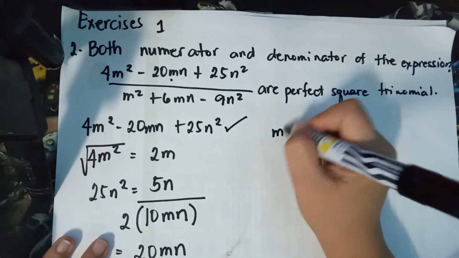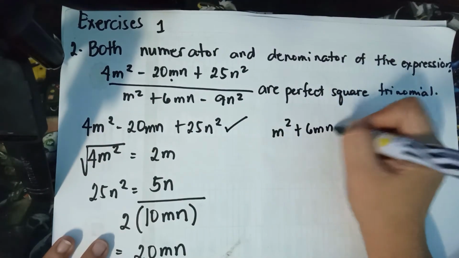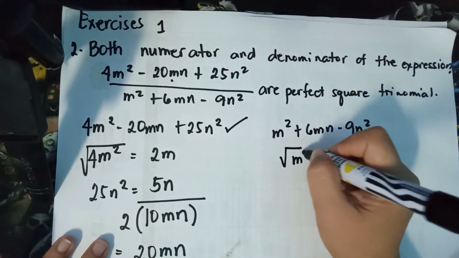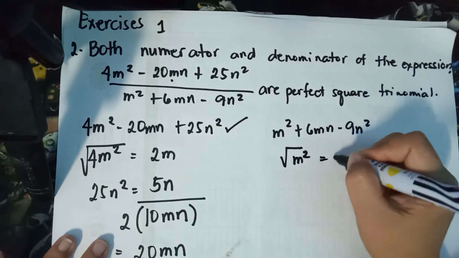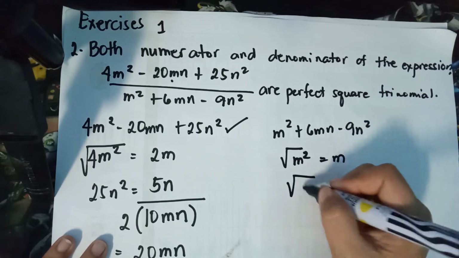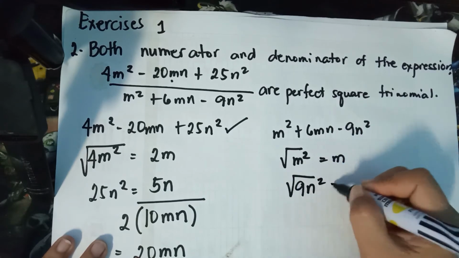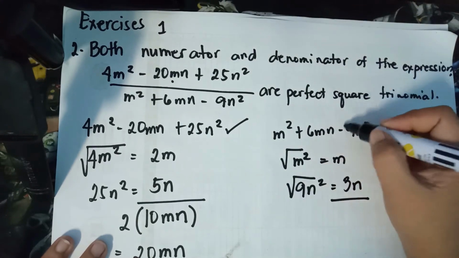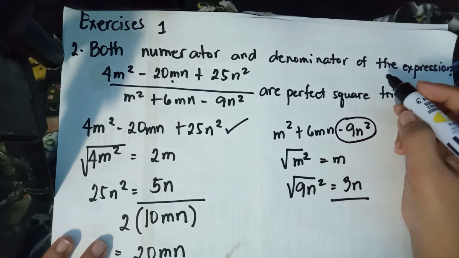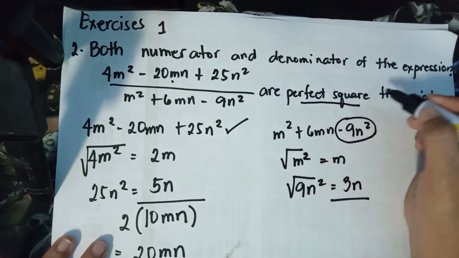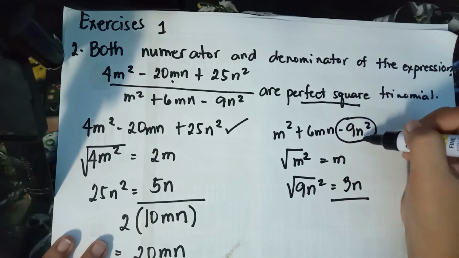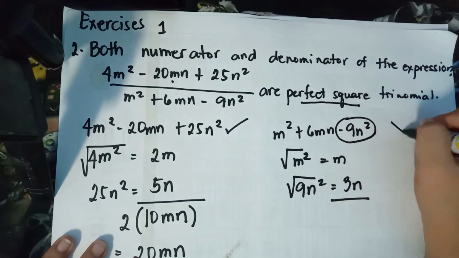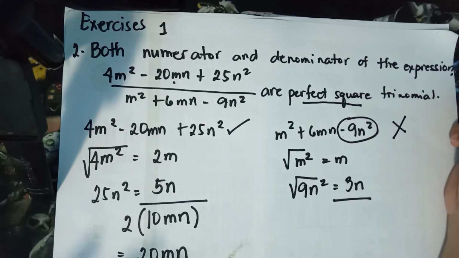How about m squared plus 6mn minus 9n squared? Still the same process. The square root of m squared is m, and the square root of 9n squared is 3n. But when we are talking about a perfect square trinomial, the last term is always positive. Since our last term is negative, it is not a perfect square trinomial.